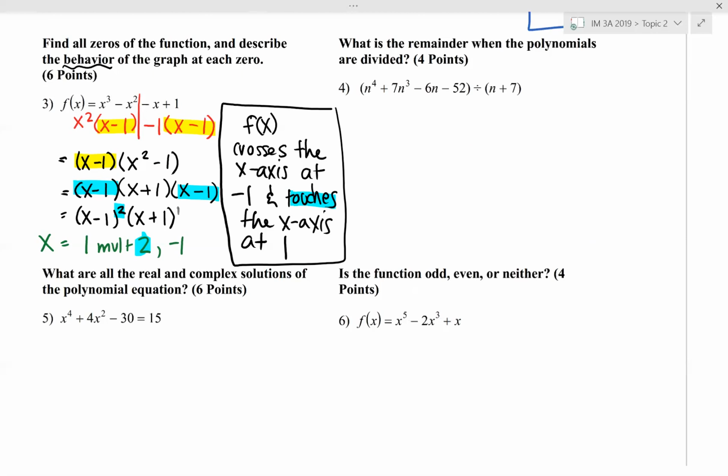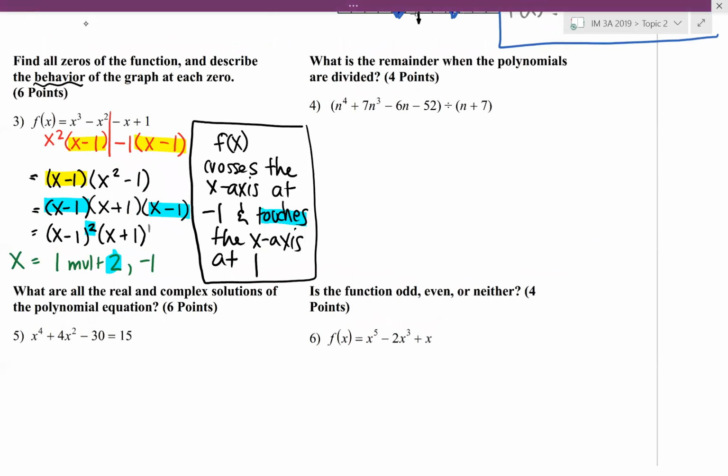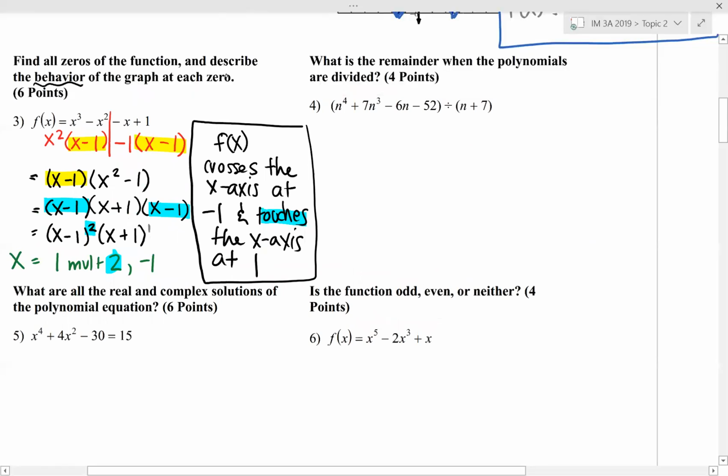Question 4 is asking us to find the remainder when the polynomials are divided. So what we're going to do is not actually divide the polynomials. We're going to evaluate the polynomial of our dividend at the value that is the zero of our divisor. So since our divisor is n minus 7, what we're going to do is evaluate the dividend using the zero of the divisor.